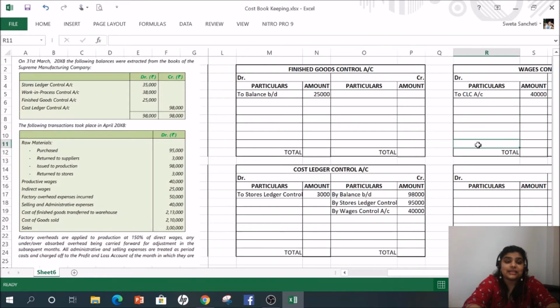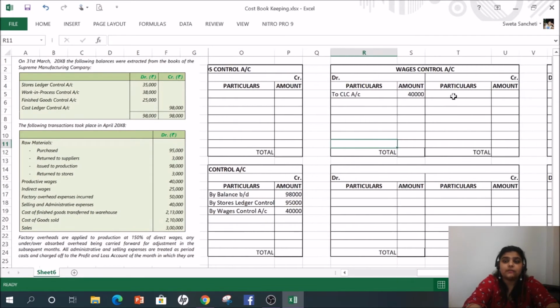Now since these are productive, they should be given to the production account, that is these are direct wages which are responsible for our production. So by WIP control account, हमने WIP में क्यों किया? क्योंकि WIP is nothing but our production account.